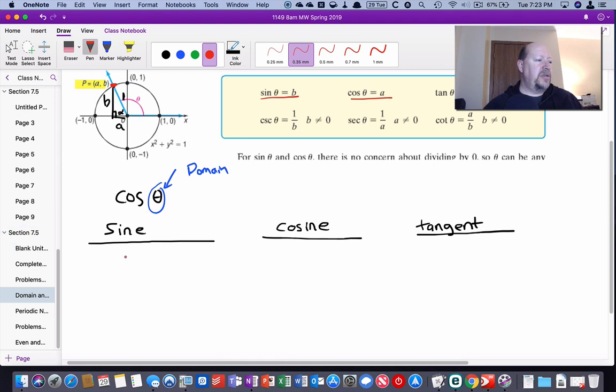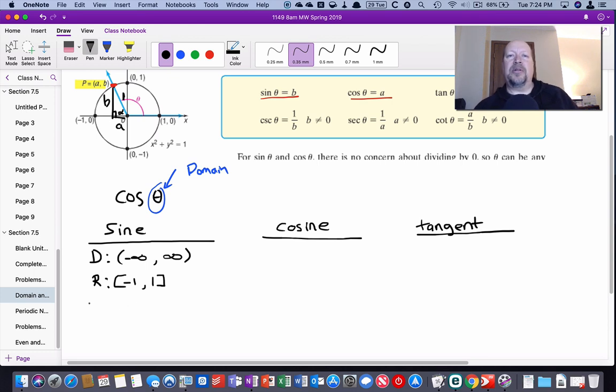Well, what we do is we'd say, okay, I'm going to use D for domain, and we'll use R for range. So we said anything goes as far as angles. We can plot any angles we want. So -infinity to infinity would be our domain, and the range was anything between -1 and 1. Remember, the square brackets means it includes the values of -1 and 1 also.